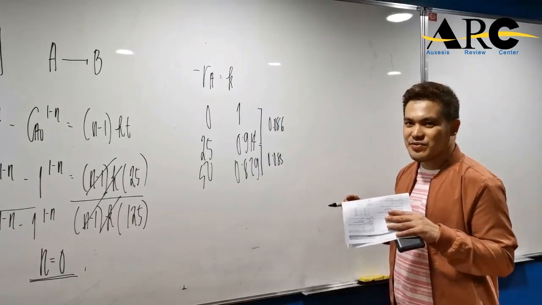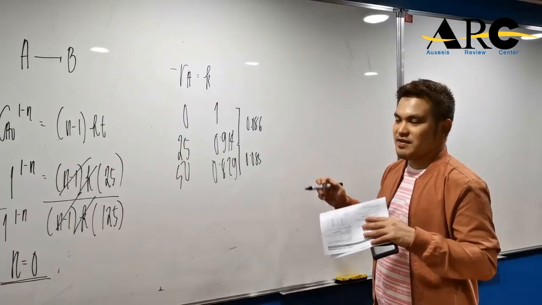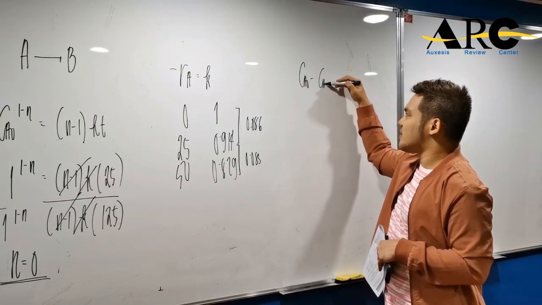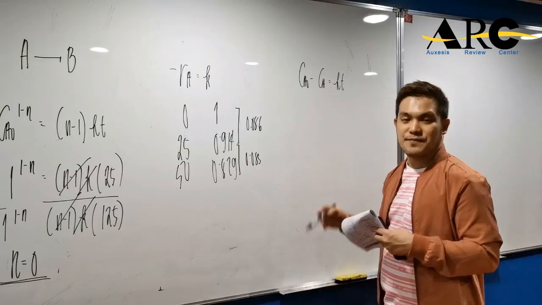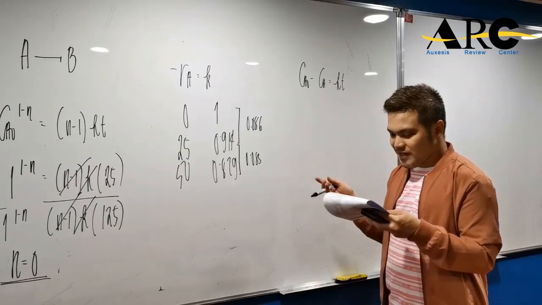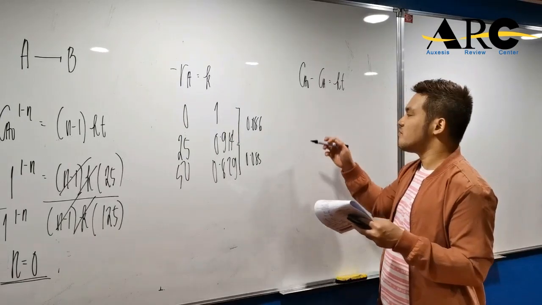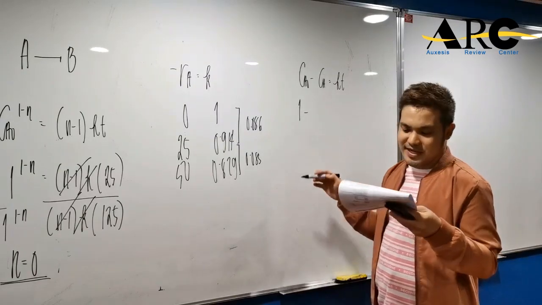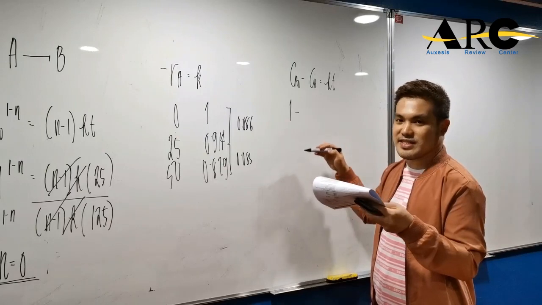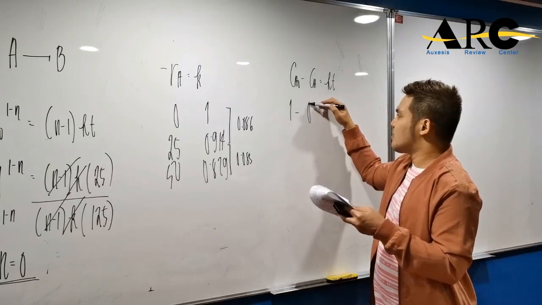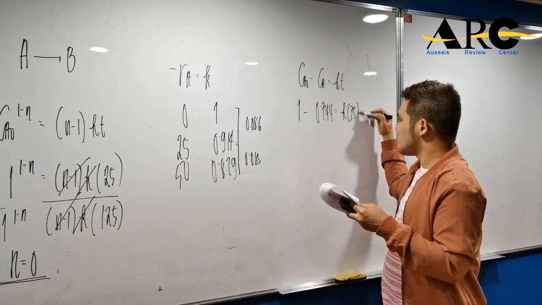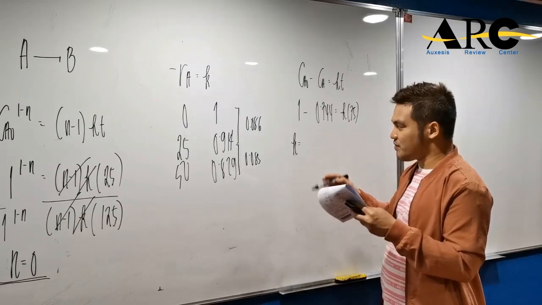So try nga natin kunin yung K. Alam naman natin for 0 order, CAO minus CA equals kt. Ang value ng CAO natin is 1. Ang value ng CA, mamili na lang tayo. O sige, sabihin natin 75 yung time. Ang concentration is 0.744. So, makukuha natin yung K.